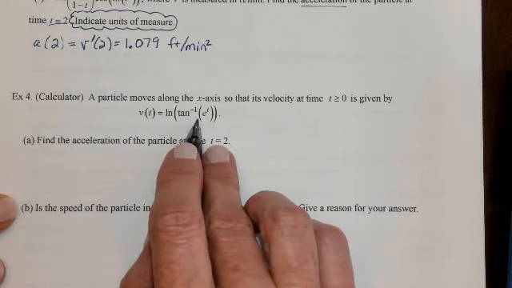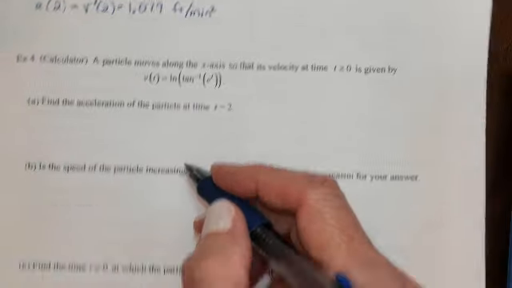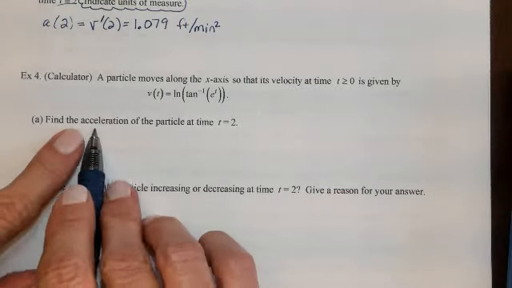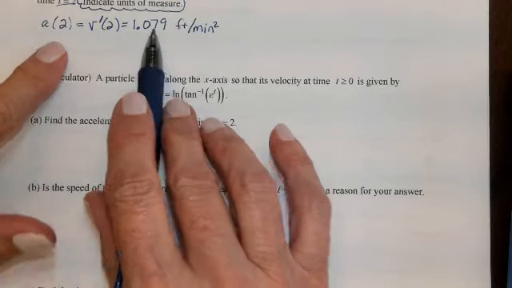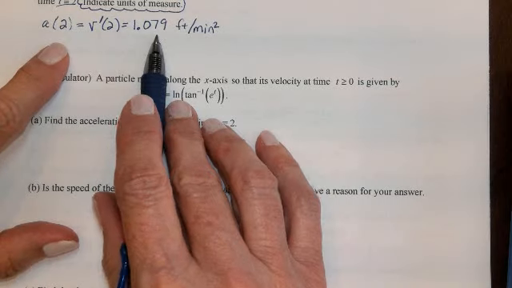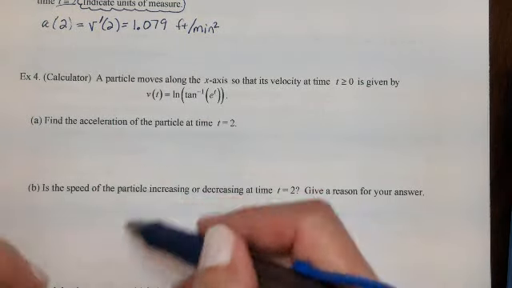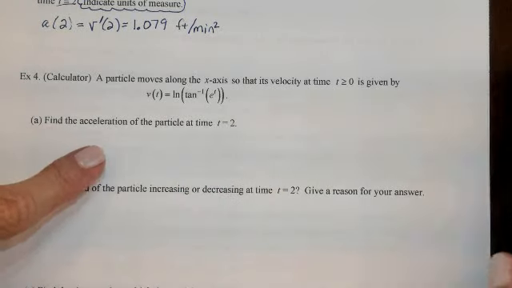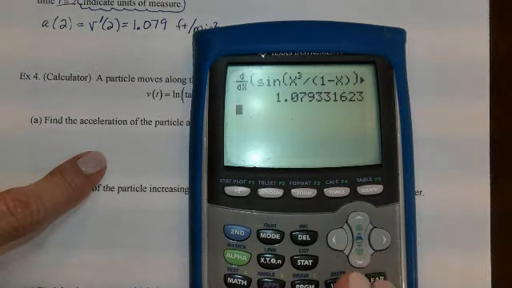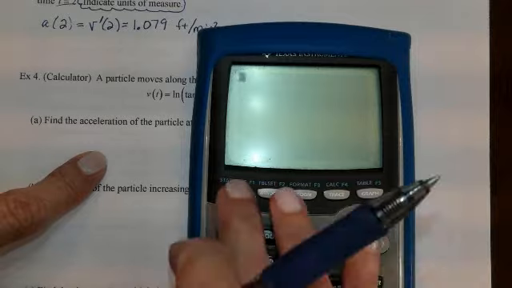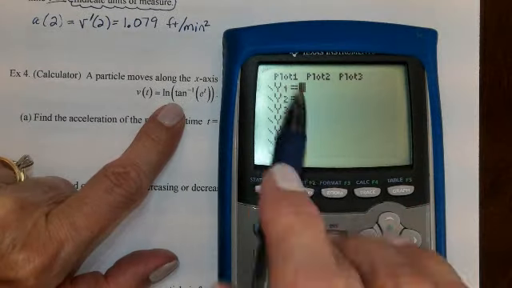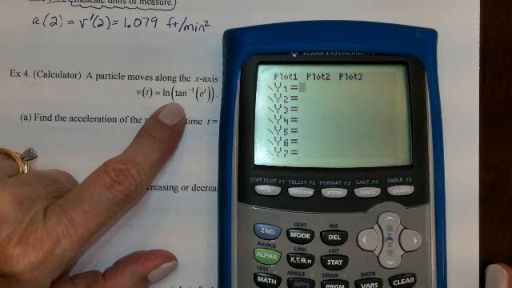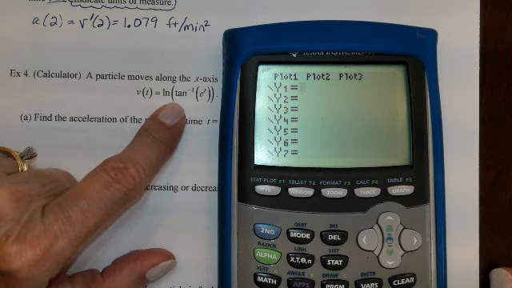function. Now this is a multi-step problem here, right? There's parts to it. So in part A, I'm doing the same thing I did in the previous problem. However, I know I'm going to be using the same function here over and over again. So I'm going to go to my calculator and I'm going to put that function in for y1. That way I can use it over and over again. And I don't have to keep retyping it in on my home screen.